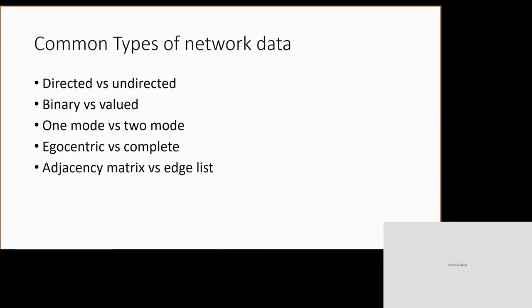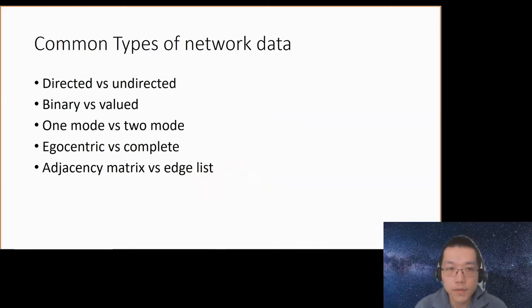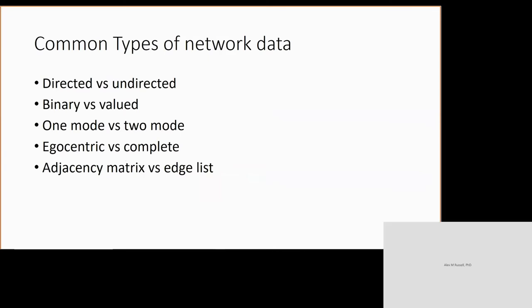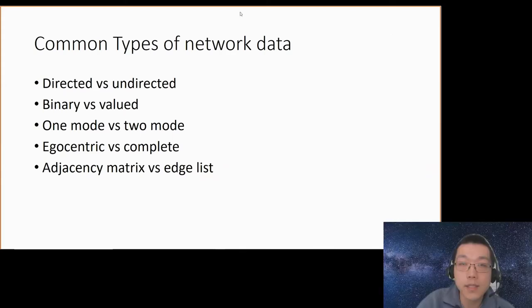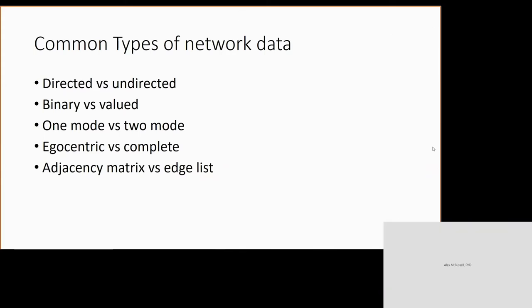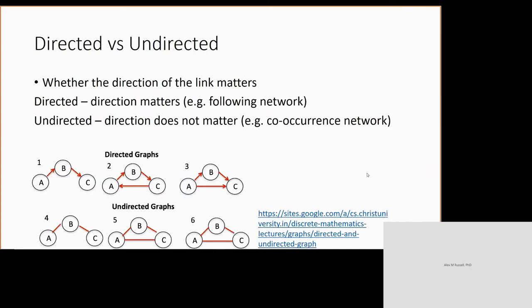When you're collecting or analyzing network data, there are many different types of network data that you need to consider, and you need to know what types of network data you have. It can be directed versus undirected, binary or valued, one-mode or two-mode, egocentric or complete. And when you store the network data, it can be either an adjacency matrix or an edge list. All right, let's go over them one by one.